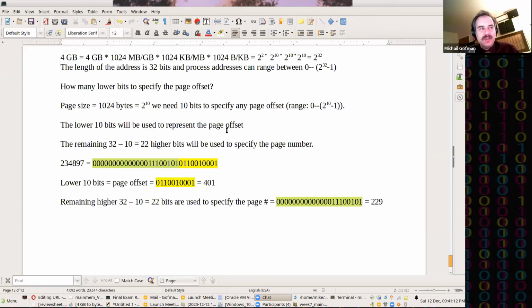Can you please elaborate on what you mean? So the lower bits are used to represent the offset within a page, and the higher bits are used to represent the page number. Oh, I see. I think you're thinking of the example on the slides.